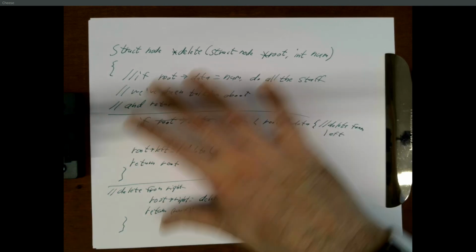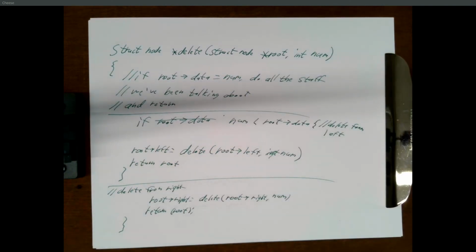Okay, so all the rest of this that I've written down and said, not important. It's just an example of how you do this fundamental one-sentence description of deleting a node, which is replace it with the largest thing from the left subtree, or recurse.